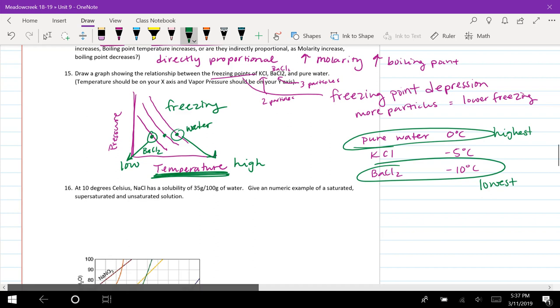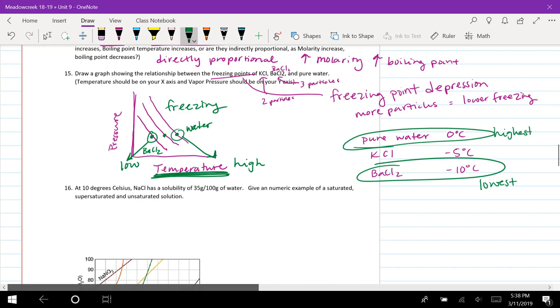Okay, now question number 16. At 10 degrees Celsius, NaCl has a solubility of 35 grams per 100 grams of water. So that means at 10 degrees, you can dissolve 35 grams of NaCl in 100 grams of water.